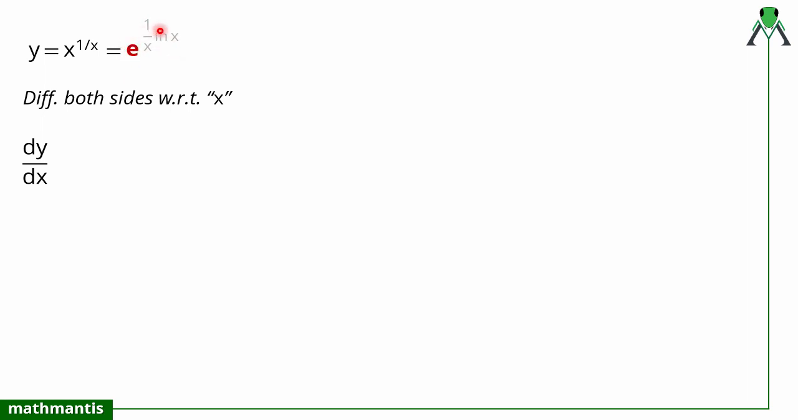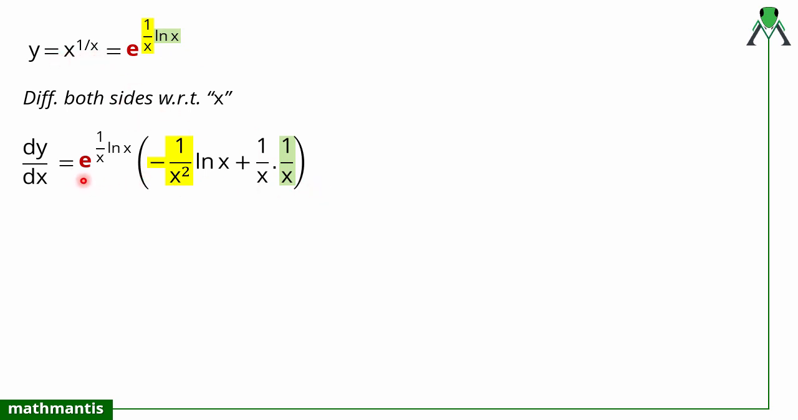It is not e raised to power x, it is e raised to the power f(x). So the first value that will come out is e raised to the power f(x). Now in the next step, we will multiply this expression by the differentiation of this power. For differentiation of this function value, we will apply the product rule. In the product rule, first we differentiate 1 by x, that will be minus 1 by x square multiplied by the second function, plus 1 by x multiplied by the derivative of ln x, that is 1 by x. So this is the derivative of x raised to the power 1 by x.